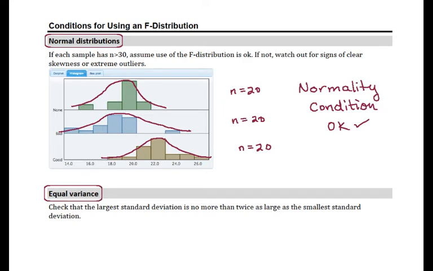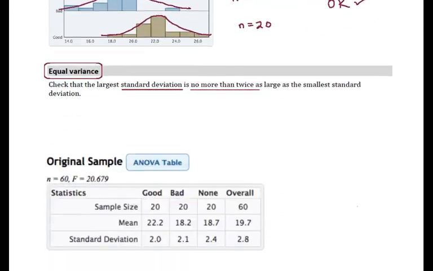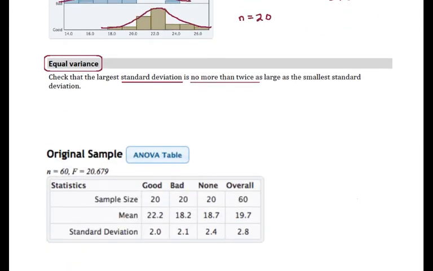The other condition is equal variance. This says that the standard deviations of the three populations, or however many we may be comparing, can't be too far apart from each other. And the way we check this is by looking at the standard deviations of the individual samples, and we check that the largest is no more than twice as large as the smallest.